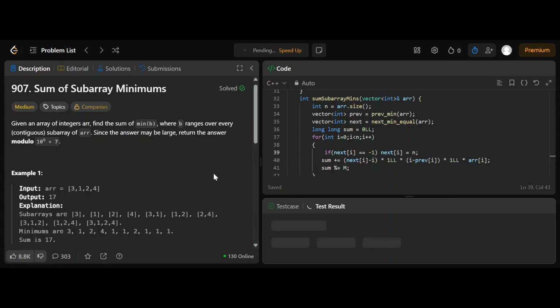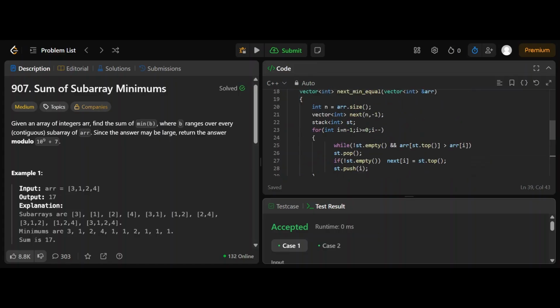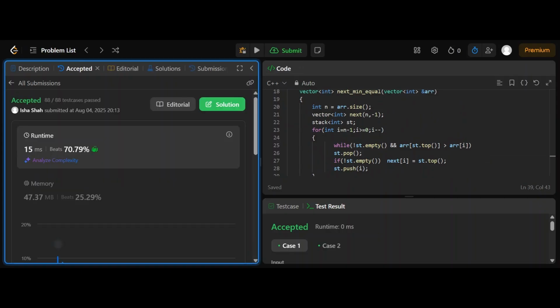I hope you got it. With the monotonic stack, this has become very easy and the time complexity has also reduced to order of n. Clear? We have another question which is quite similar to this. Let me just show you the question directly.